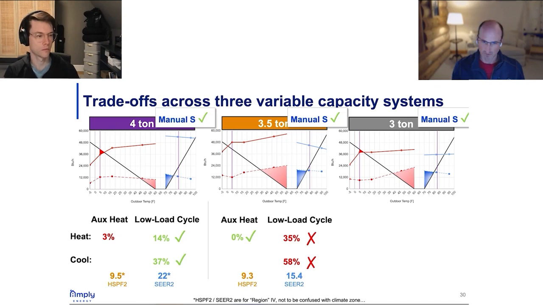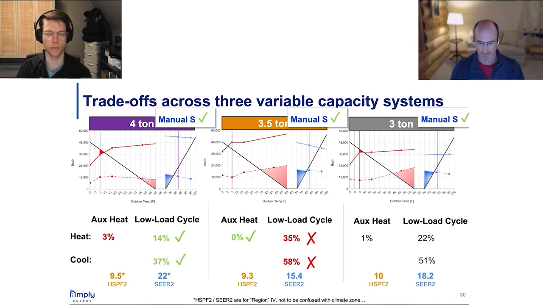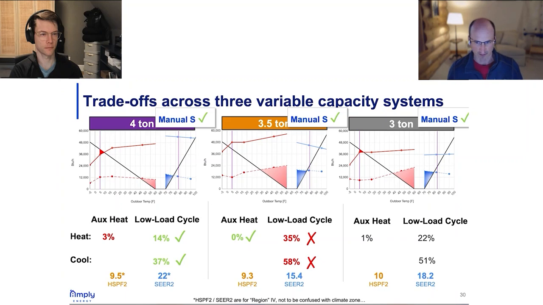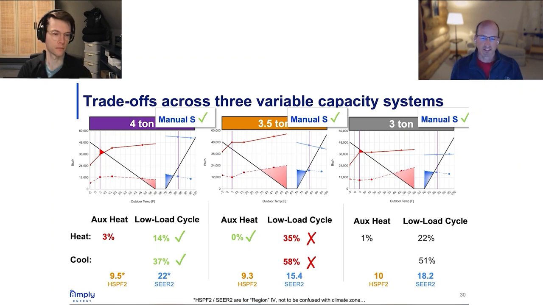And the designers of this piece of equipment, they were making a trade-off. They wanted this unit to have more heating capacity, and nothing's for free, so there was some impact on the cooling side. These are all ducted equipment. Correct. Yep. Okay. And then the 3-ton unit is somewhere in between. It needs a little bit of auxiliary heat, so about 1% of the heating season, those heat strips will be coming on. And it's 20% of the heating season will be low load cycling, and 50% on the cooling side. Interesting trade-offs between these different pieces of equipment.